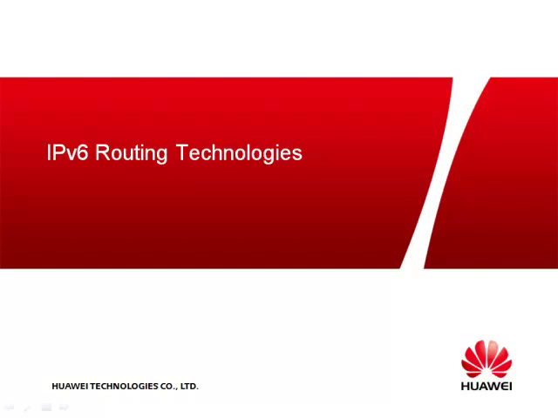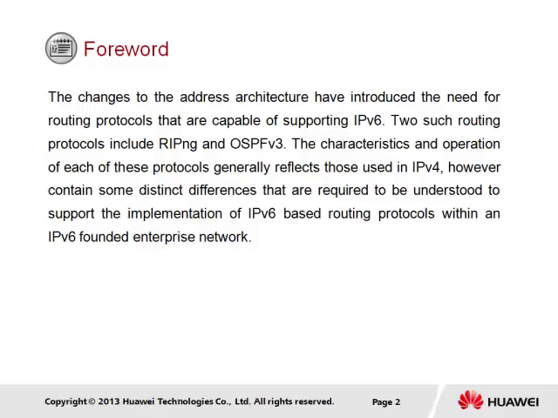We now take a look at IPv6 routing technologies in order to provide inter-network communication within IPv6 networks. The changes to the address architecture have introduced the need for routing protocols that are capable of supporting IPv6. Two such routing protocols include RIPng and OSPFv3. The characteristics and operation of each of these protocols generally reflect those used in IPv4, however contain some distinct differences that are required to be understood to support the implementation of IPv6-based routing protocols within an IPv6-founded enterprise network.